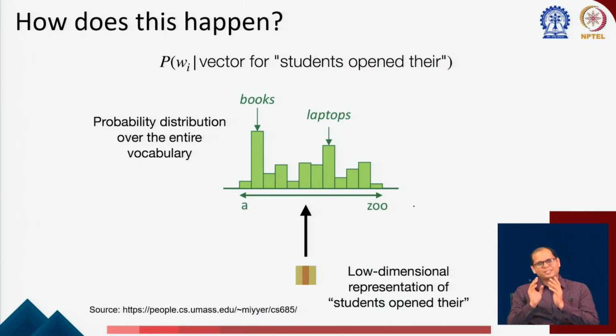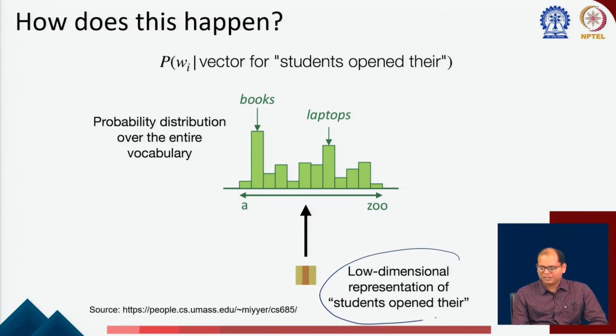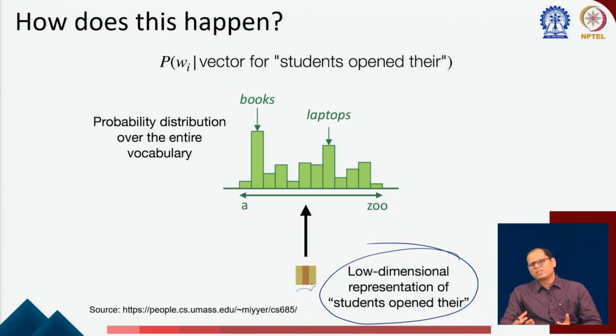So let's talk about the second part. So let's say there is some way in which you could compose these words and obtain a low dimension representation of this phrase students open there, right? So let's say this is the vector that you obtained. I want to do a prediction from that. So how would I go about that? This is typically how we do classification in machine learning. So what I will do, I'll say, okay, next word prediction is just a classification task.